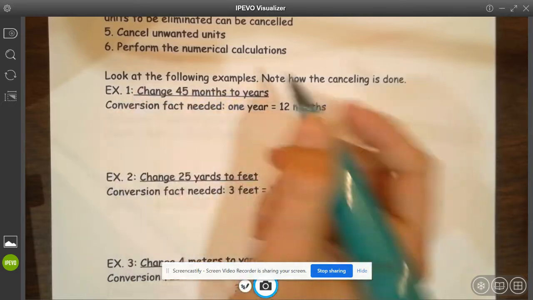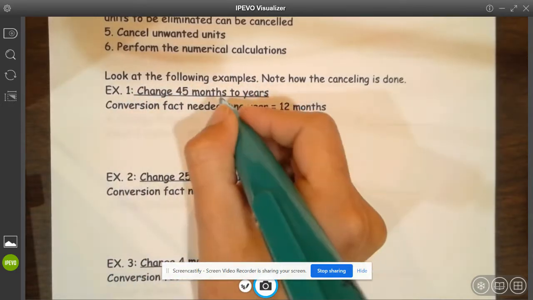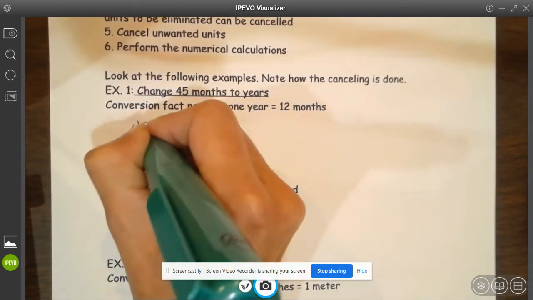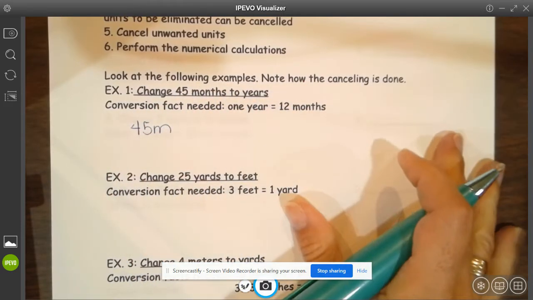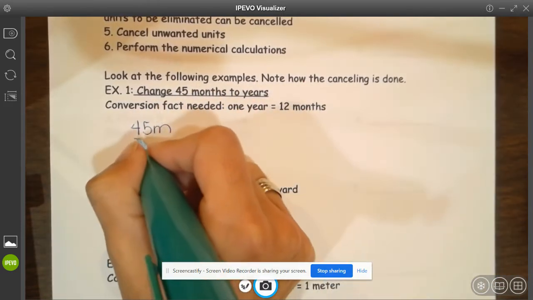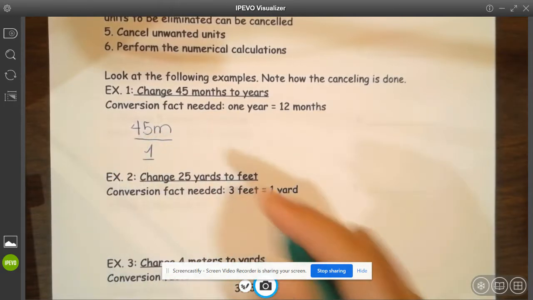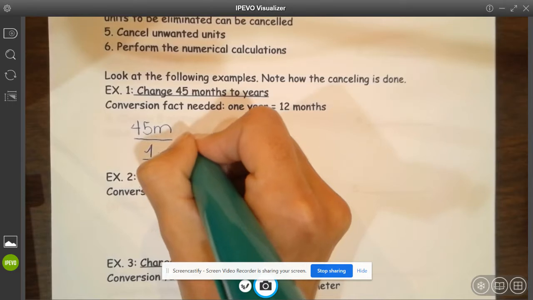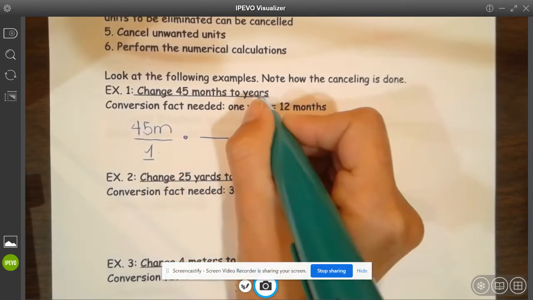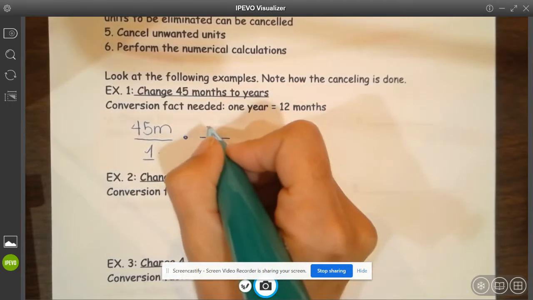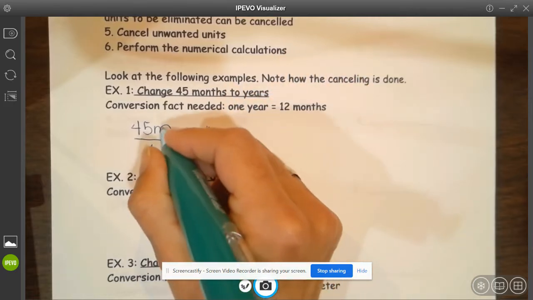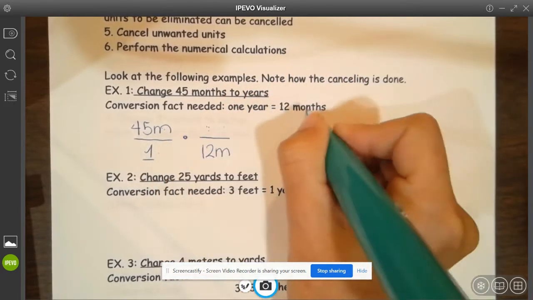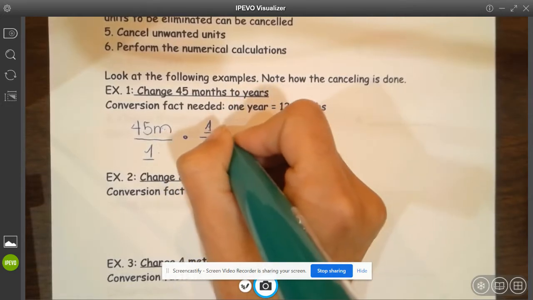So check it out. We have 45 months and we need to change it to years. I'm going to use M for months. And then I'm going to put this number as a fraction. And any number can be a fraction if you put a 1 as a denominator. So that would be times, and then our answer will be in years. So we want years to be up here. So how many months are in 1 year? So that's 12 months, according to this, in 1 year.